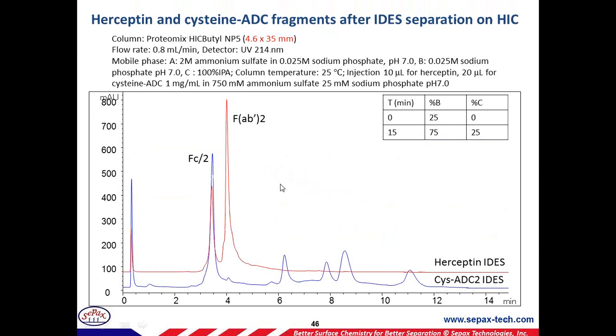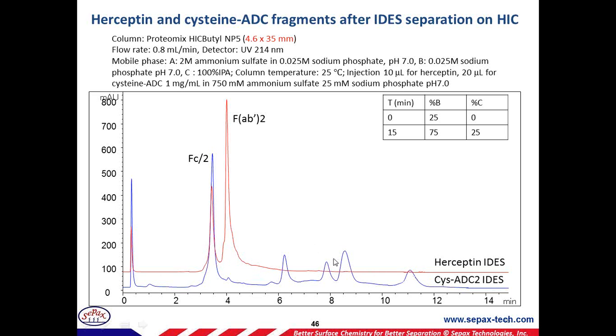Also, we have tried it on the HIC column. The condition we did not optimize. We just basically took our intact ADC gradient and ran the same, and you can see it's interesting. The Fc half and the Fab2 are resolved pretty nicely. I think if you extend the gradient, you can have much better separations as well.